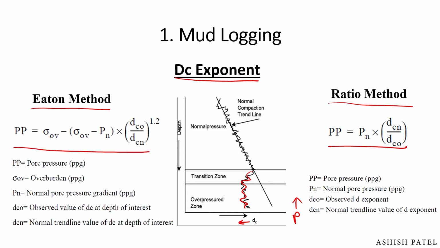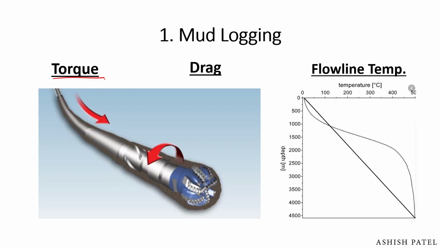This method has certain limitations, like it can only be used to calculate pore pressure in clean shales. A large increase in mud weight causes a lower value of the D exponent, and the D exponent values are affected by lithology, hydraulics, and type of bit. Generally, drag and torque increase during drilling of an overpressurized formation.